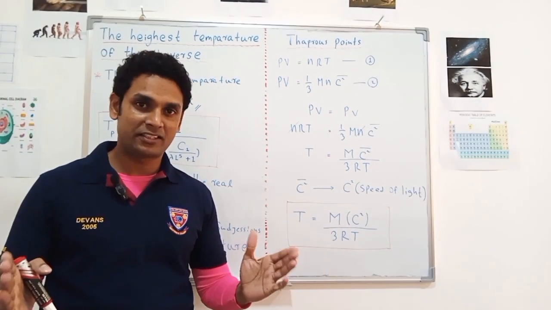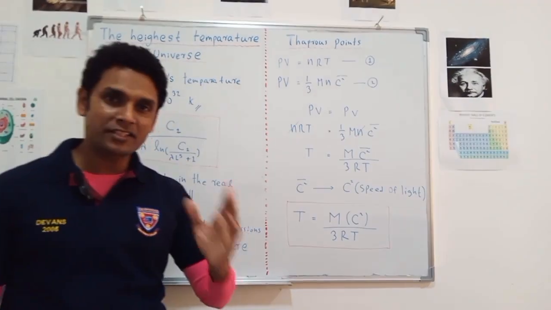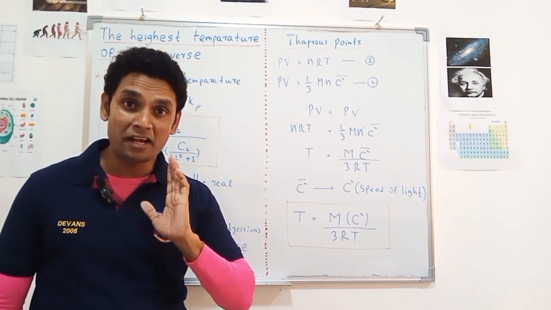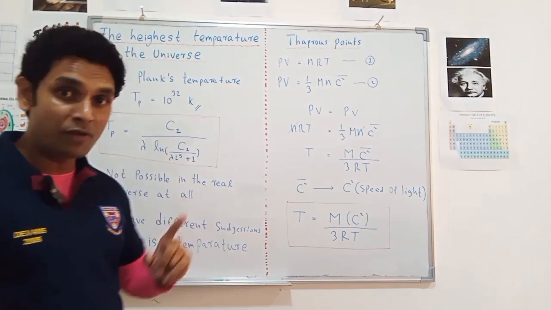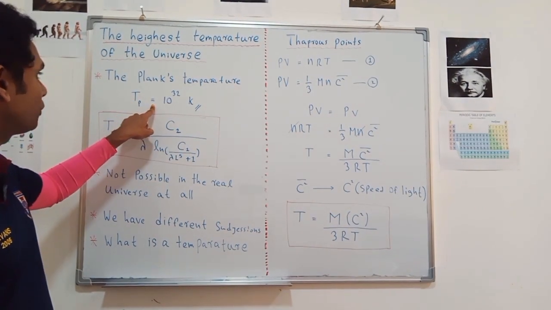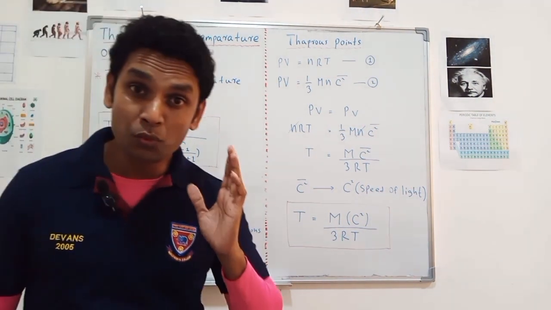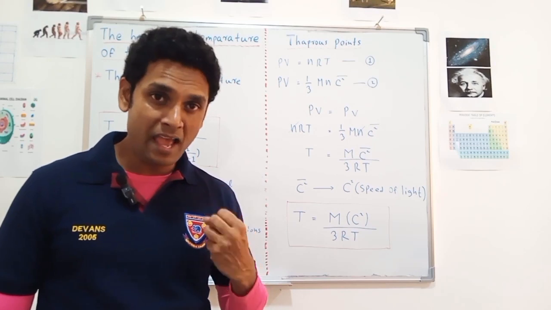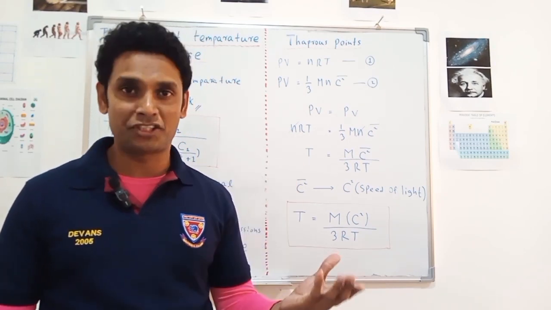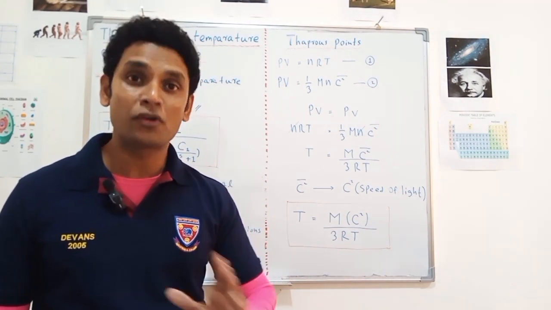So far in physics, we use the Planck temperature as the highest possible temperature in the universe. But this is still a theoretical temperature only, not a real temperature. The Planck temperature Tp is equal to 10 to the power 32 Kelvin. But actually, we have to say that this is not at all possible, and we have a different suggestion. Today in this video, we are going to expose that particular idea to all of you.